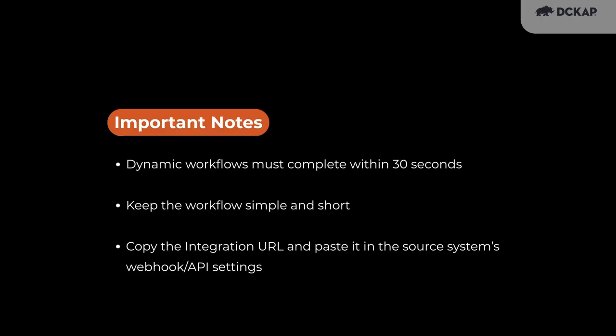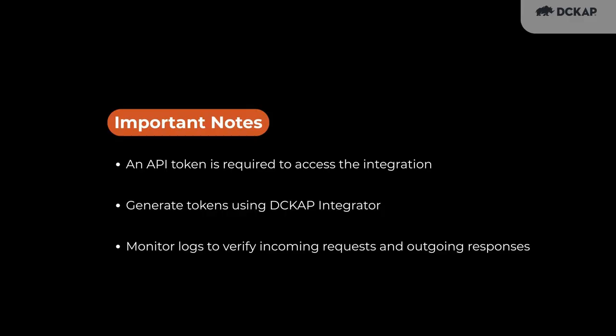Next, don't forget to copy the integration URL and paste it into your source system, like BigCommerce or Shopify, where it accepts API or webhook URLs. To ensure secure access, you'll need an API token. This token is required for authentication. If it's missing or incorrect, your request will be rejected. You can easily generate this token inside DCKAP Integrator.